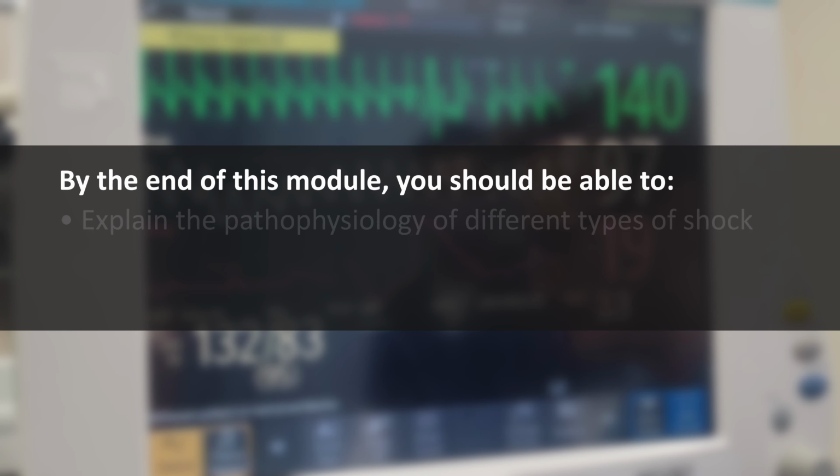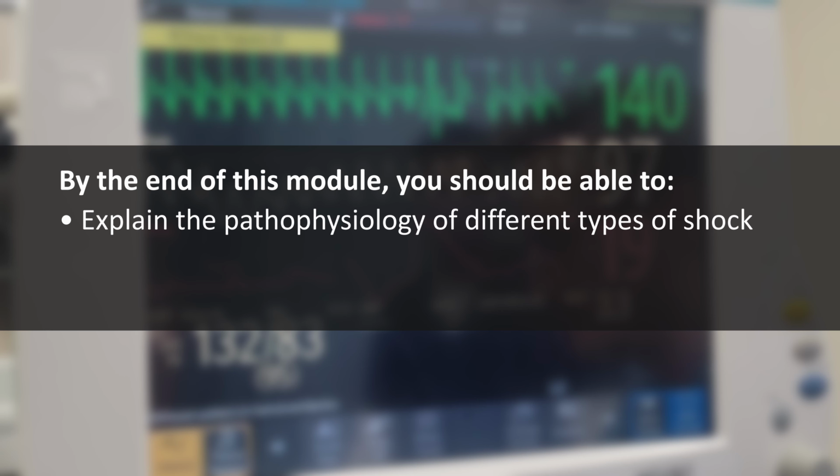We are back with the next video in our series on shock. In our last video, we talked about the circulatory system in terms of systemic vascular resistance and cardiac output, and we talked about all the different components that affect cardiac output, like preload, contractility, and afterload. By the end of this video, you should be able to explain the pathophysiology of 4 different types of shock.